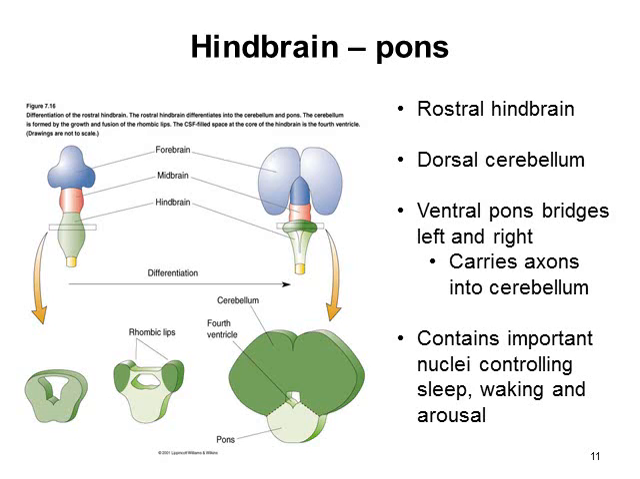Moving forward from the hindbrain, we have the pons. The pons is the rostral hindbrain. If you have a look at the diagram here, this is showing how the rostral hindbrain actually differentiates into the cerebellum and the pons. The cerebellum is formed by the growth and fusion of the rhombic lips, which are the parts of the brain that actually come over. If you look down at the lower part of the diagram, the middle part is showing a sort of mid-differentiation stage.